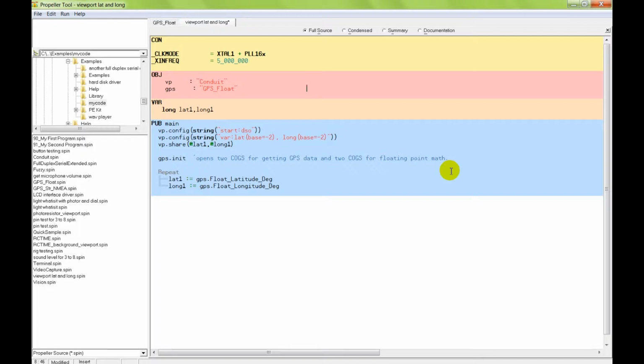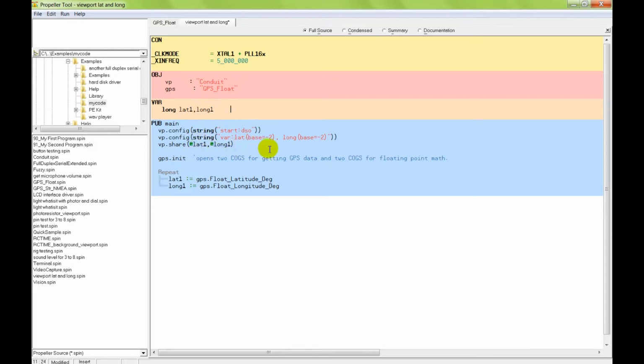This is a simple program I threw together to check the GPS out. It uses two objects: the conduit for viewport, so I can bring out the variables and see them in the viewport software, and GPS float, which pulls out the NMEA data from the serial stream of the GPS and parses it out to the various variables. It has two variables, lat1 and long1, which I think I named that way because long is a reserved word by the program, so I just called them both long1 and lat1 for longitude and latitude.